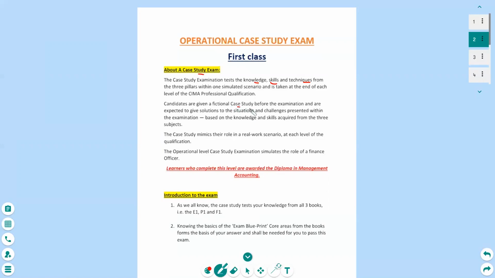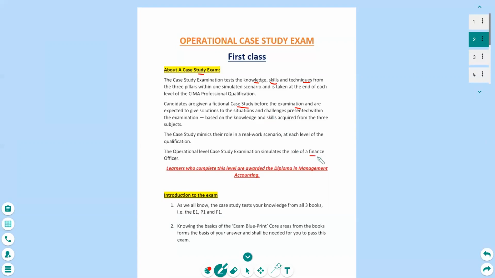So you are given a fictional case study before the examination and are expected to give solutions to the challenges presented within the exam. Now the case study mimics your role in a real work scenario at each level of the qualification. Always think of yourself as working for that fictional company. Put yourself in the shoes of a finance officer at that fictional company. Whatever company they give you, you need to think that it's your company. Whatever you do at work, however you would respond, however you would give a solution, that's the same that you need to do in an operational case study exam.